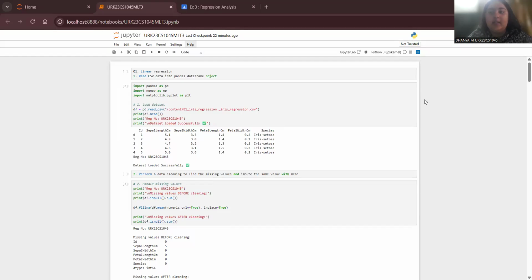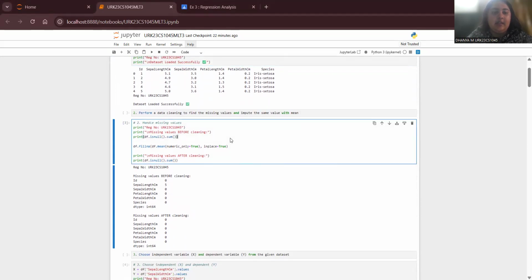In this notebook, I'm explaining experiment 3. For the linear regression questions, the first question, I have imported the dataset. And for the second question, I have performed data cleaning to find the missing values and replace them with the mean.